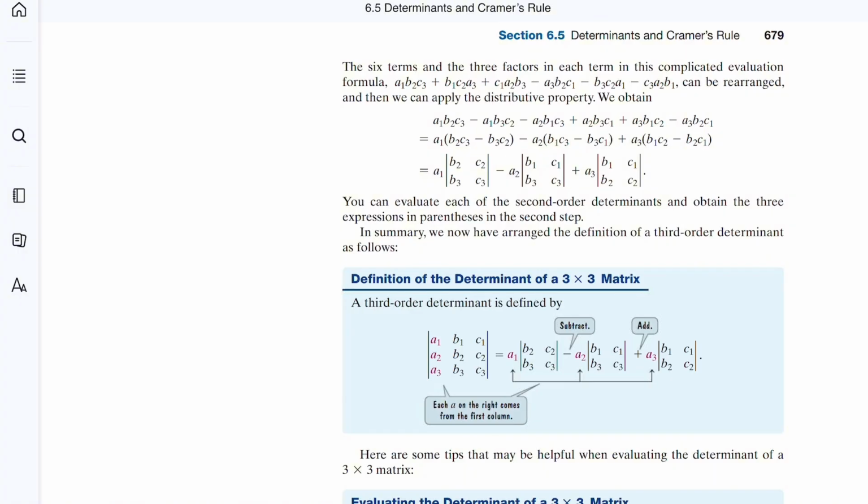You just stomp out the first column and the first row in order to figure out the first set. And then you subtract the second set. And then you add the third set. Okay? It's very complicated.